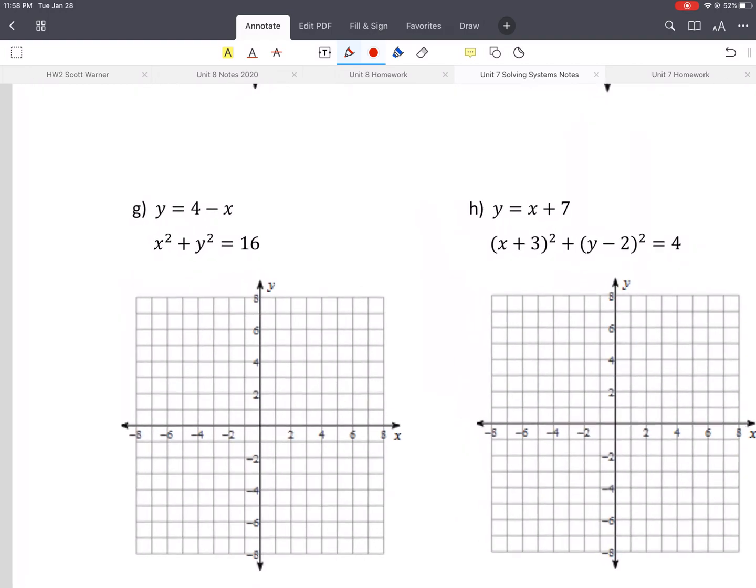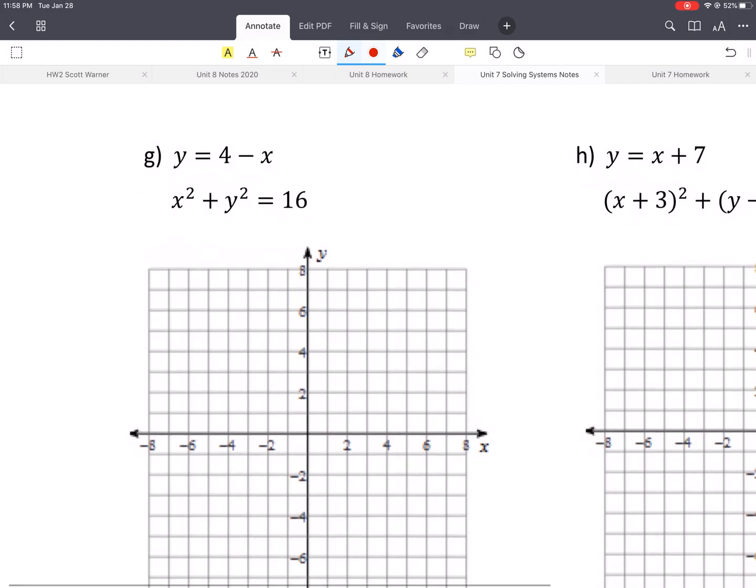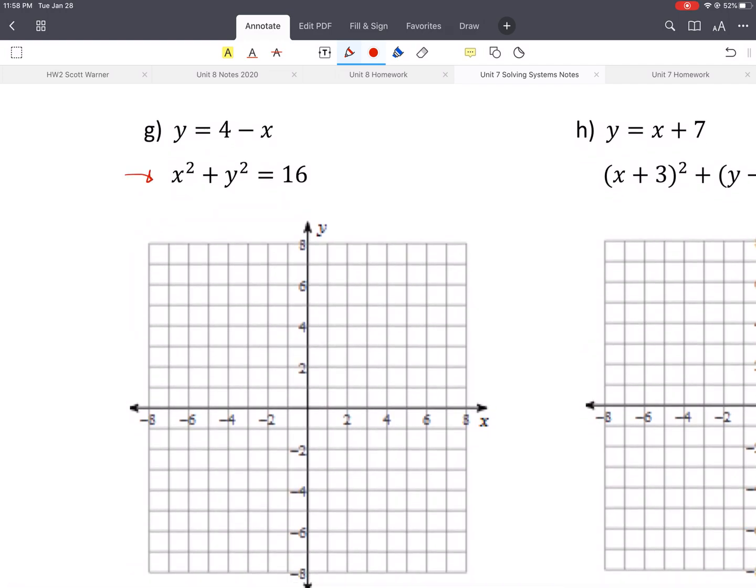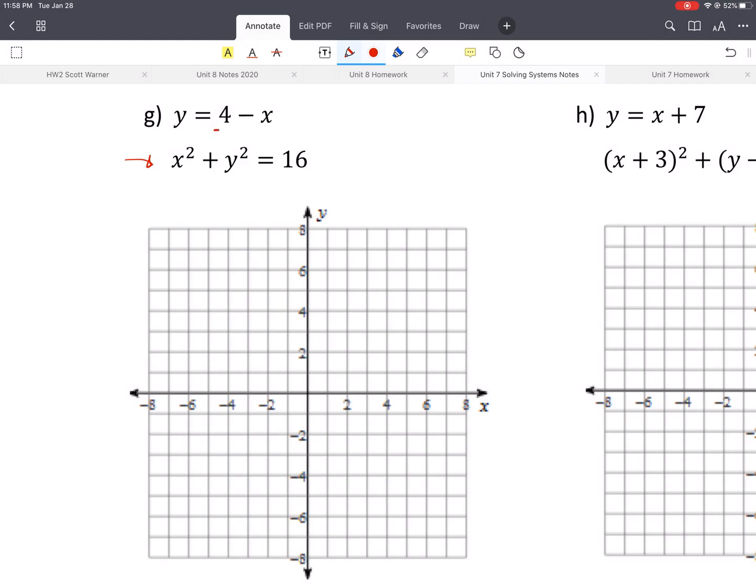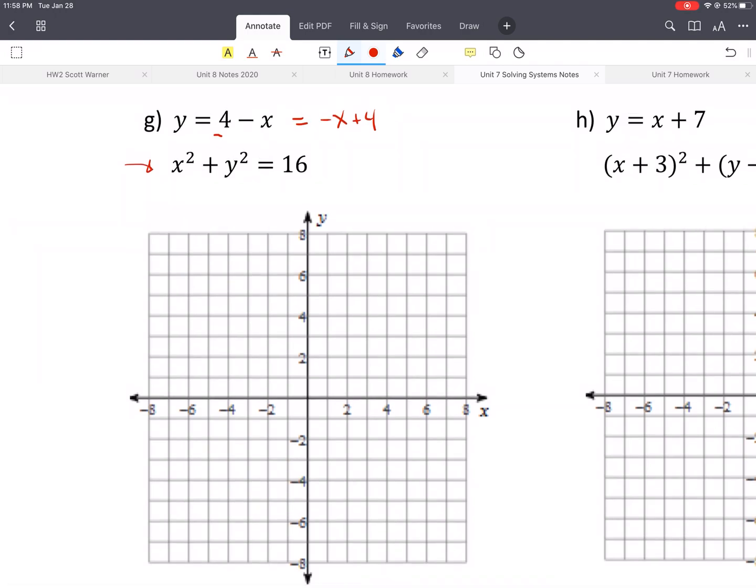So here we go. We have a linear equation and we have a circle. Last time we learned how to do circles. Let's do our linear equation first. This is not written in slope-intercept form, so if you wanted, you could rewrite that as negative x plus 4, if that helps. So here we have our y-intercept, and then our slope would be negative 1 over 1. Okay, and I hope this really works in class for you guys. Okay, connect those dots.